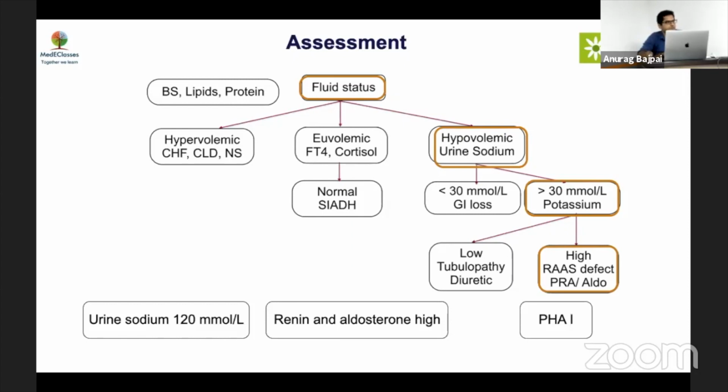So you will have a problem in the pulmonary secretions also, and that's why you have recurrent infections. You will have skin problems, so your sweat chloride will be falsely high, and you will have milia or rashes in the skin.